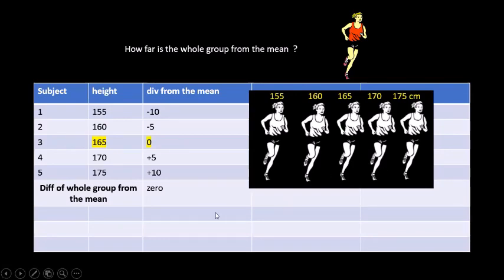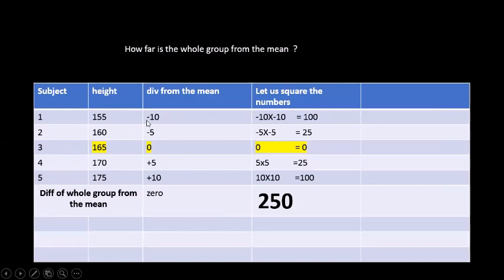So to get rid of this, they want to get rid of the minus sign. So simply, they square everything, multiplied by itself. So this one, when it's multiplied, it will be 100. This one, when it's multiplied, it will be plus 25. 0, same. Plus 5 multiplied by 5, it will be 25. Plus 10 multiplied by 10, it will be 100. Now, if you add them, you have a value.